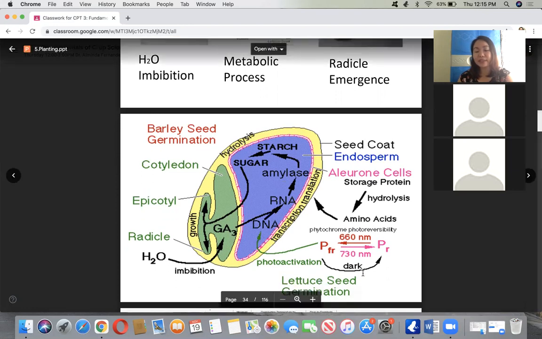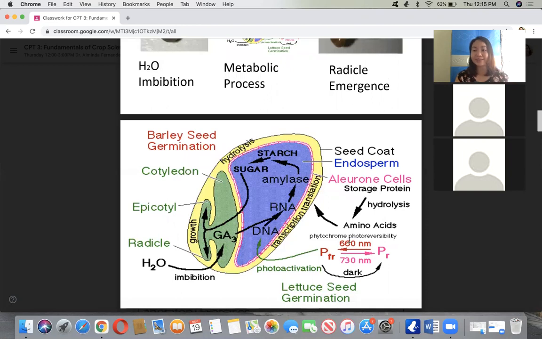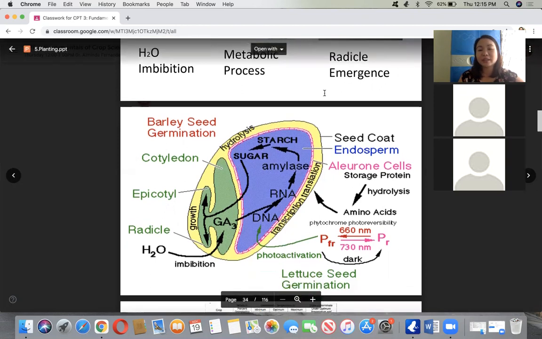In the case of lettuce, it needs light in order to photoactivate, wherein the phytochrome far red is converted to phytochrome red during dark and light. This is called phytochrome photoreversibility. I hope you have grasped the steps. In short, the steps include water imbibition, then the metabolic process, and that's how the radicle emerges.